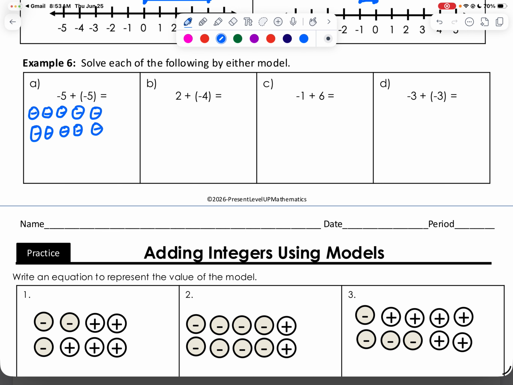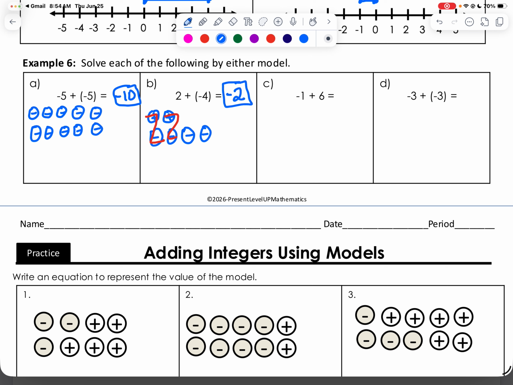So ask yourself, will anything zero out? No, because to have a 0 pair, we need 1 positive and 1 negative. So just count up all your counters, and we get negative 10. So negative 5 plus negative 5 gives me negative 10. All right, problem B, we have 2 plus negative 4. So I have 2 positive counters for my top row, and then I have 4 negatives. 1, 2, 3, 4. Now, before you write your answer, you want to zero out any 0 pairs. So I have a 0 pair, 0 pair. Whatever's left over is your answer. So 2 plus negative 4 leaves me with negative 2.